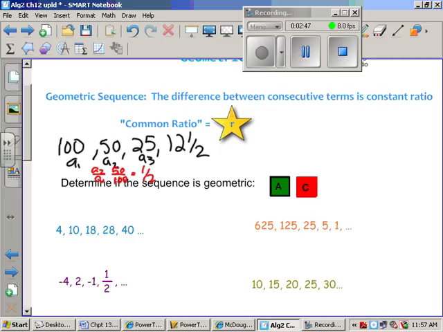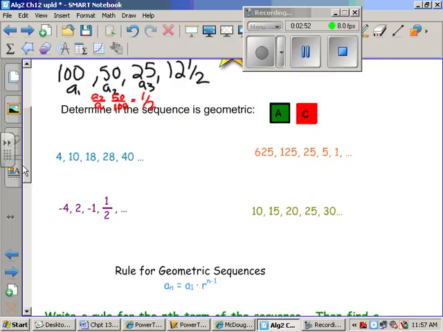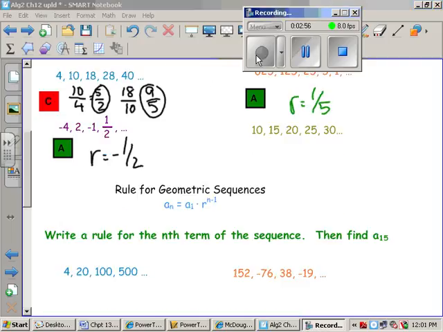Make sense? So take a minute, do these 4.